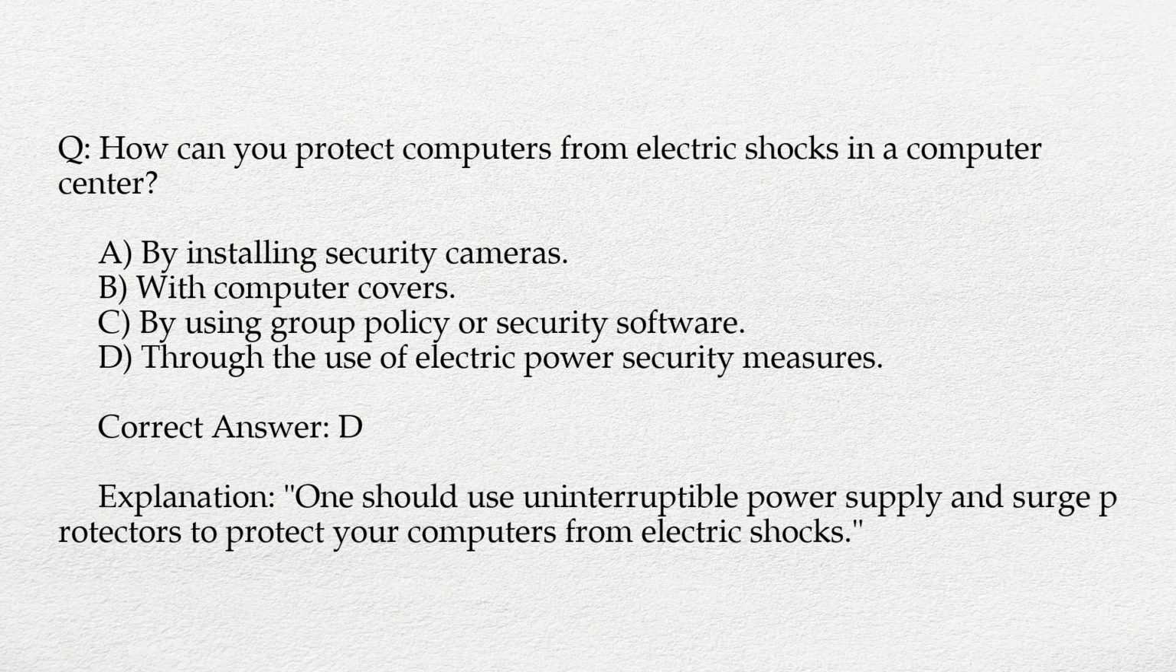Q. How can you protect computers from electric shocks in a computer center? A. By installing security cameras. B. With computer covers. C. By using group policy or security software. D. Through the use of electric power security measures. Correct answer, D. Explanation. One should use uninterruptible power supply and surge protectors to protect your computers from electric shocks.